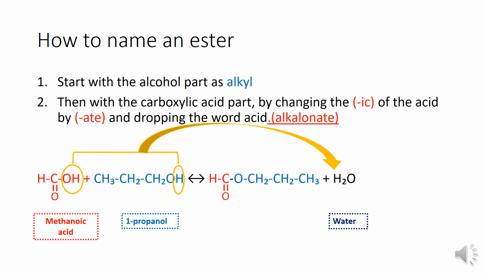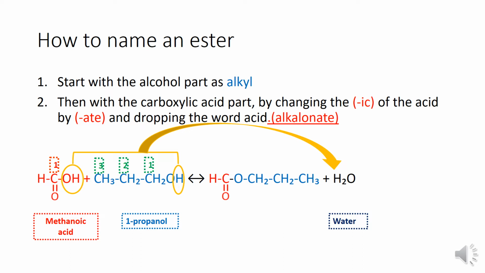Let's see here the alcohol. In order to number it, you number 1, the carbon holding the OH. Number 2 is the second carbon and the third carbon. So the alcohol is 1-propanol. The acid, carboxylic acid, has only 1 carbon atom.